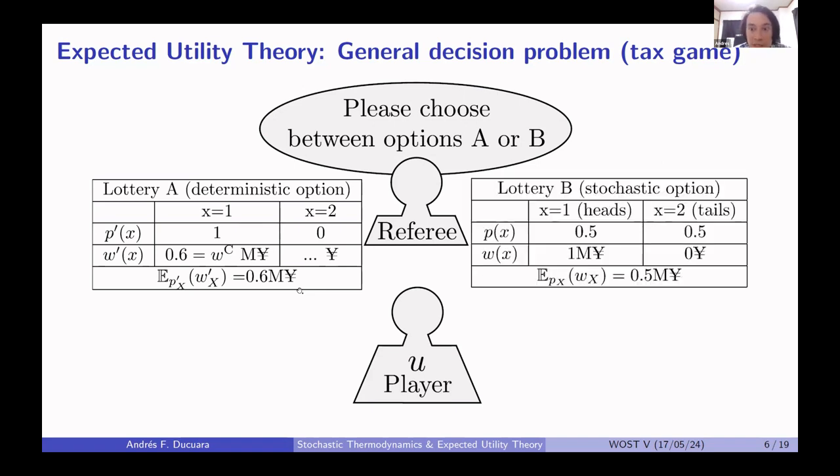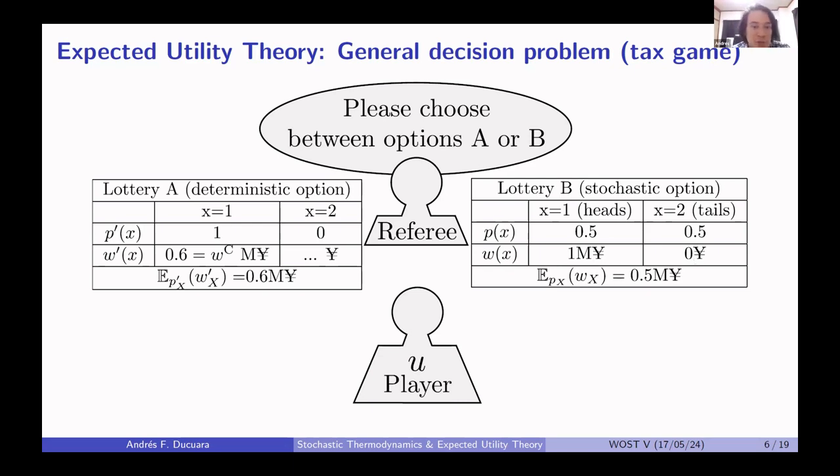And the second option is what we're going to call a stochastic option, which is the one that we saw before: flipping a coin, and then depending on the outcome, the player has to pay either 1 million or zero.